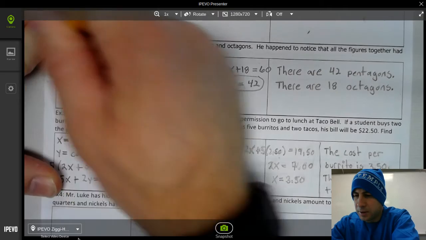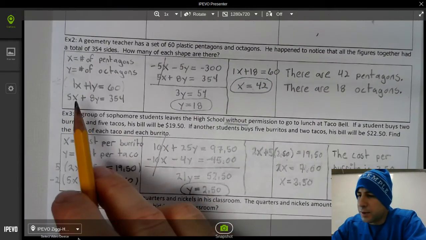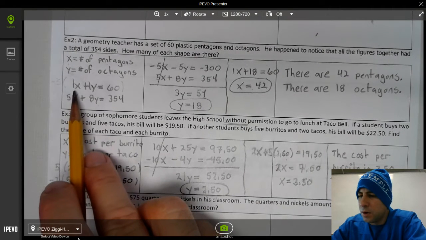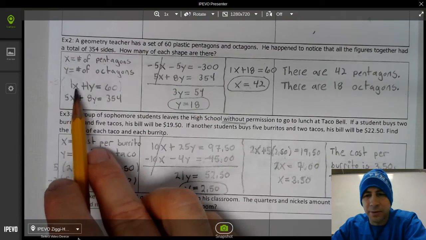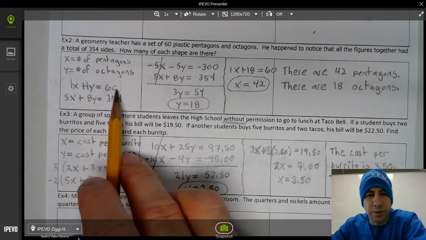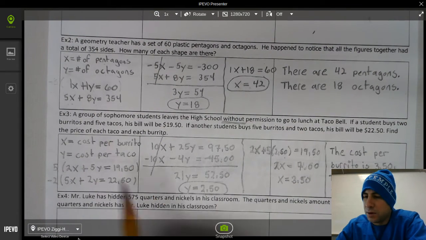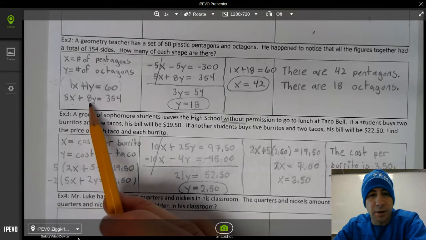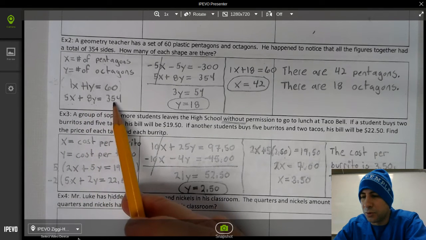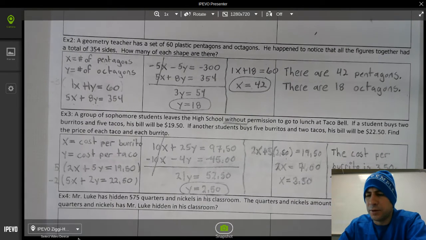Now let me take this away and then I'll put it back. To write the system, we have a total of 60 pentagons and octagons, so that's x plus y equals 60. And then we have the number of sides. Pentagons have 5 sides and octagons have 8 sides, and that's a total of 354 sides. So we've done step 1, define a variable, and step 2, we've written a system.